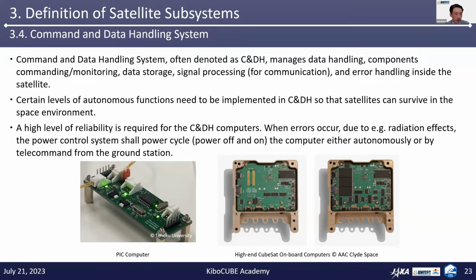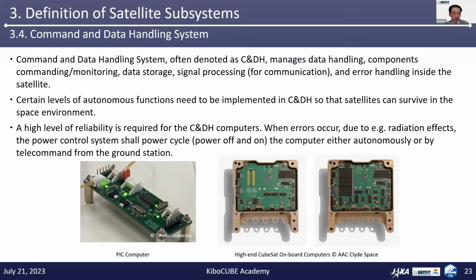When the computer fails to function correctly due to, for example, radiation effects, the power control system shall power cycle the computer. The power cycling is power off and then power on, either autonomously or by telecommand sent from the ground station.